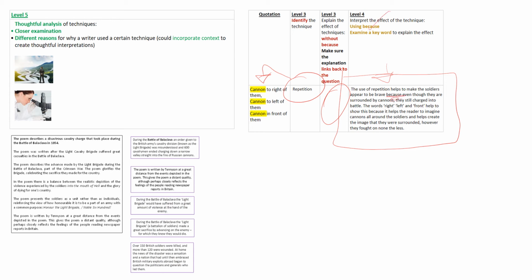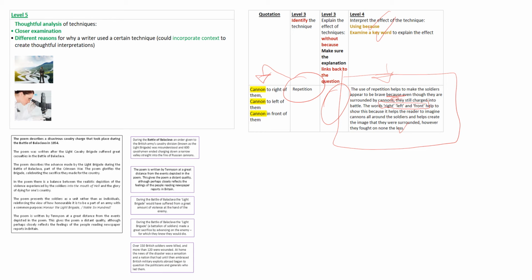So I've done that. The words right, left and front help to show this because it helps the reader imagine cannons all around the soldiers and helps to create the image that they were surrounded. However, they fought on nonetheless. Okay, so I've examined a keyword. I've actually used 3 keywords here to help make my point.